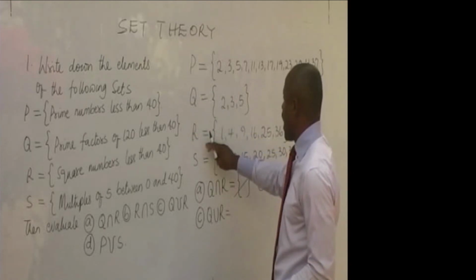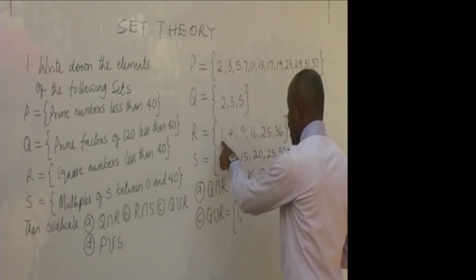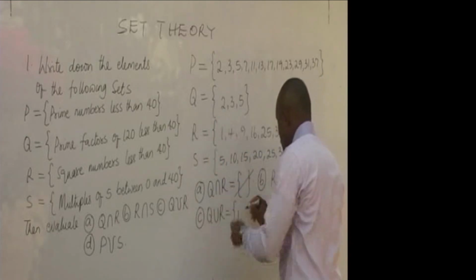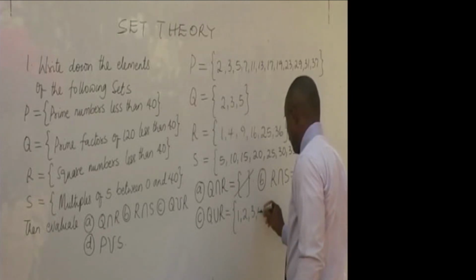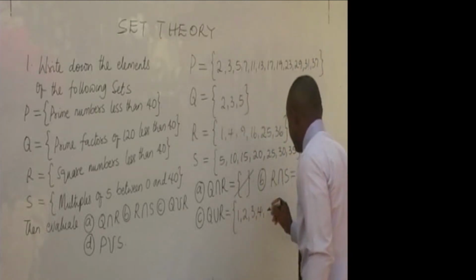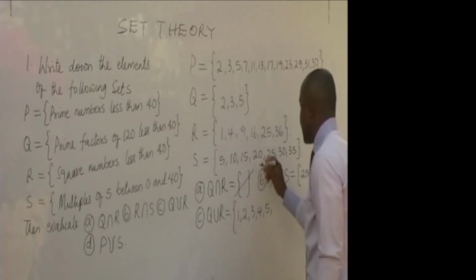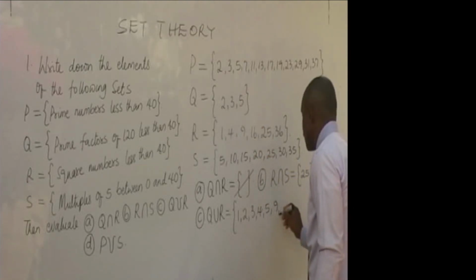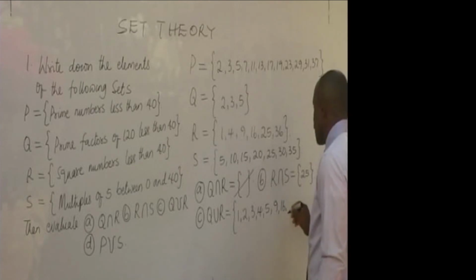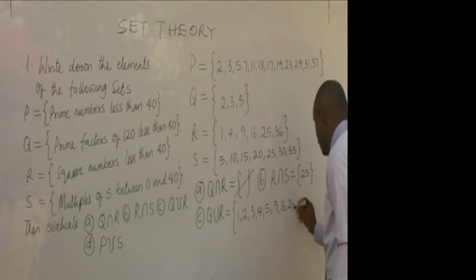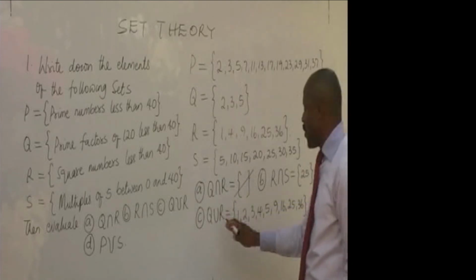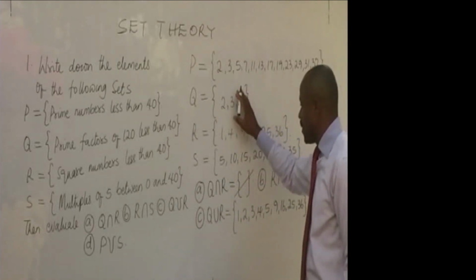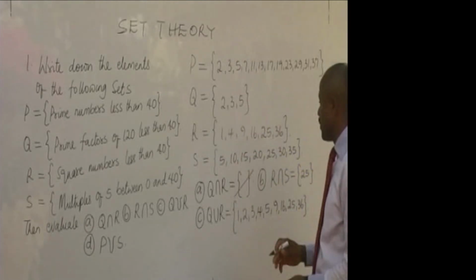This is Q, this is R. We have 1, 2, 3, 4, 5, then 9, 16, 25, and 36. This is Q union R. All the members of Q and all the members of R.